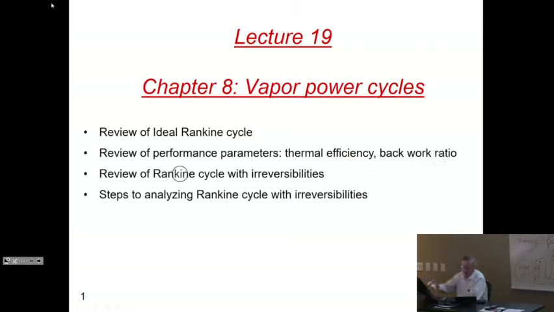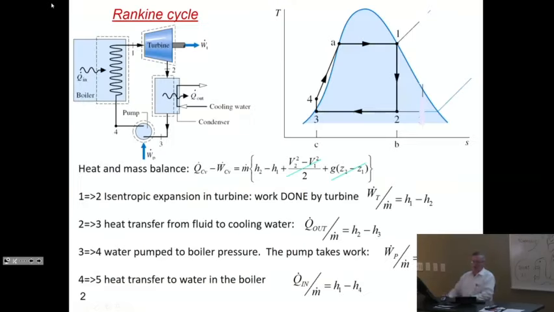I will then add irreversibilities to the Rankine cycle, and then we'll go over the steps needed to analyze the Rankine cycle with irreversibilities. And then we'll include superheat, which is something that's always used in Rankine cycles, actually. So let's start with a little review of last lecture.